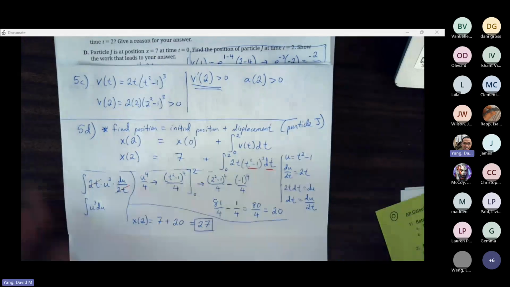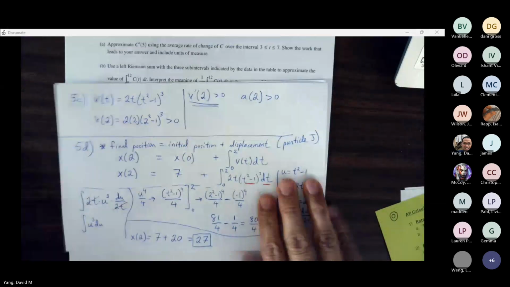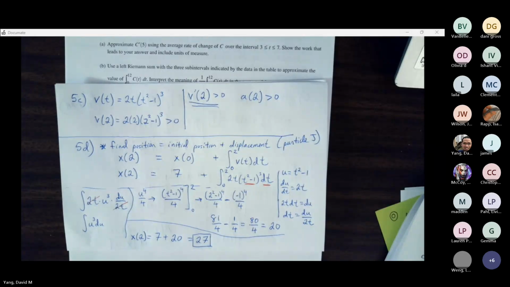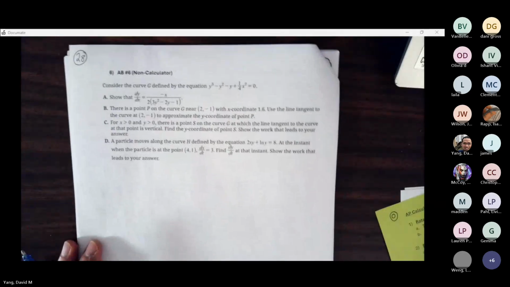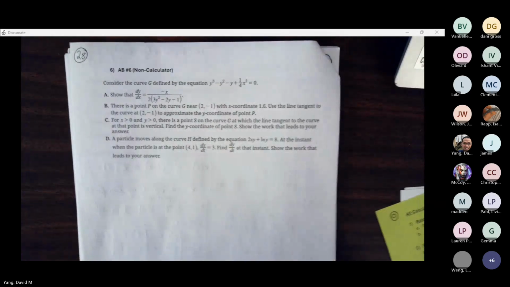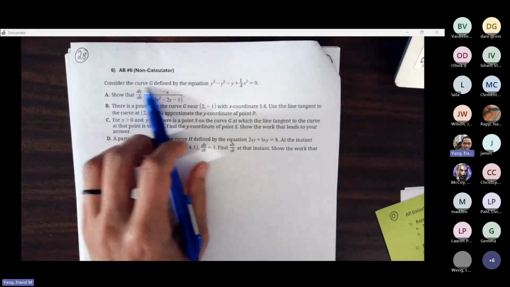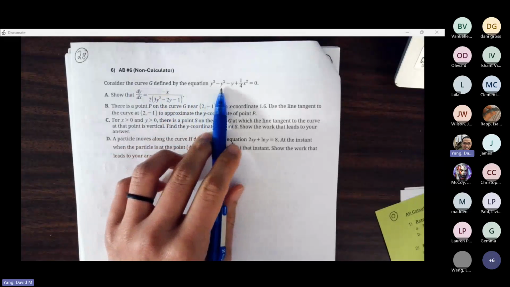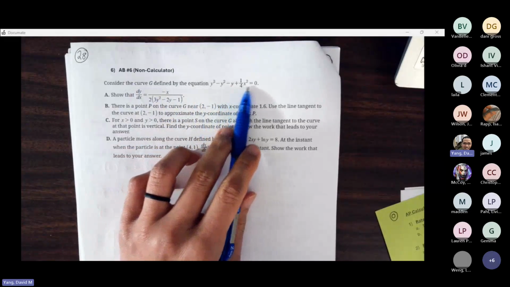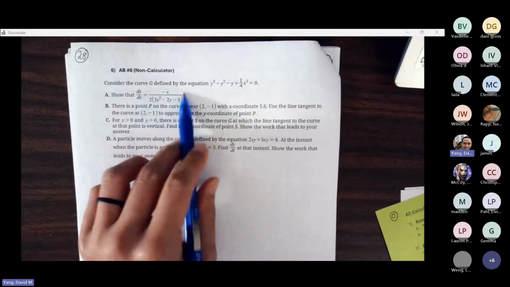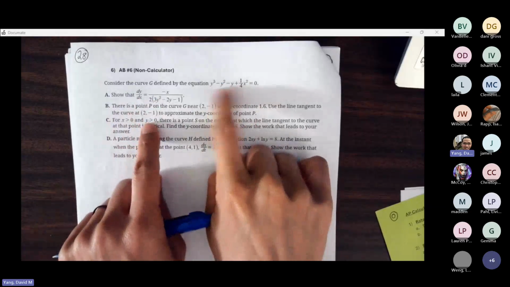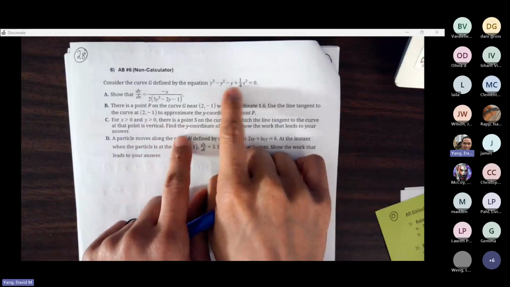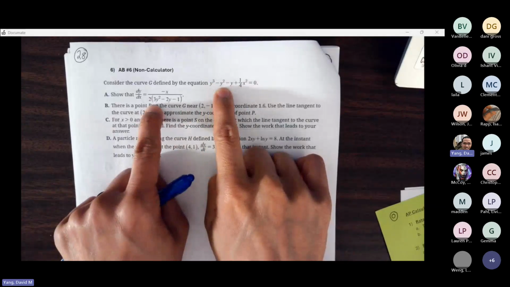All right, number 6, page 28. All right, still non-calculator. Last problem for AB. Consider the curve G defined by the equation y cubed minus y squared minus y plus 1/4 x squared equals 0. Show that the derivative is equal to this. So we're going to find the derivative, and they're telling us what the answer is going to look like.